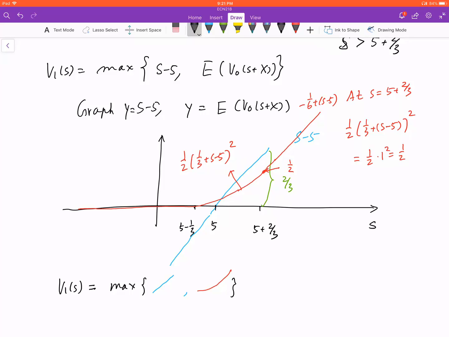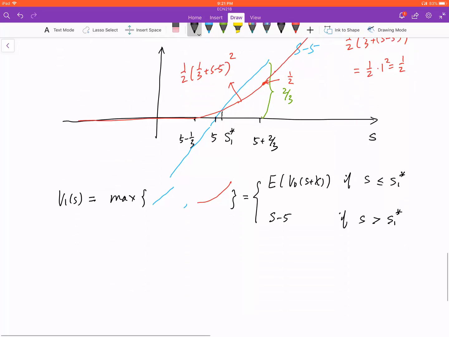So we have to find now this point over here. This is the intersecting point. This is the threshold S1 star. And we have V1 of S is equal to the expected value of V0 of S plus X, this function over here, if S is less than or equal to S1 star. And it's going to be equal to S minus 5 if S is bigger than S1 star. Now we just need to find that.